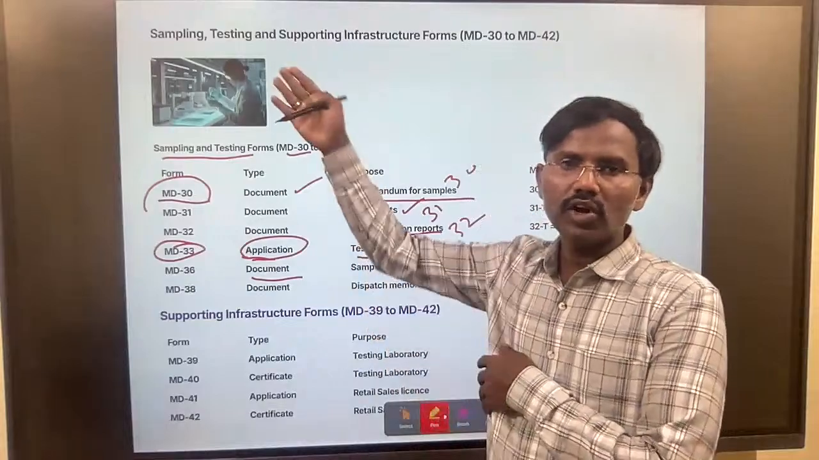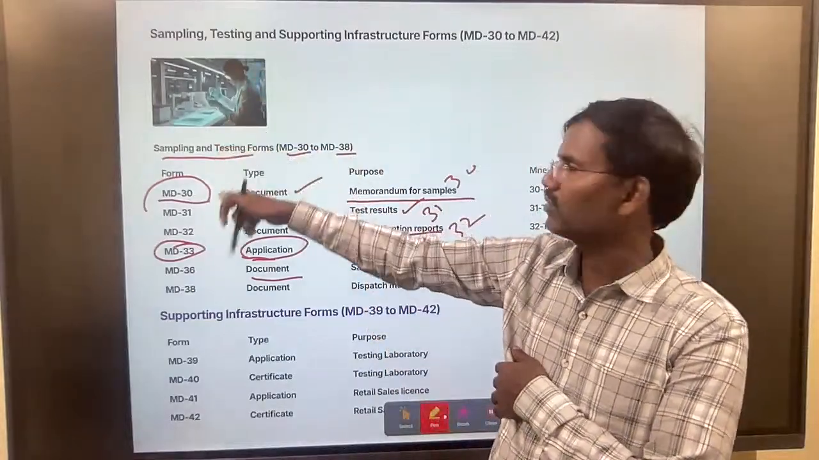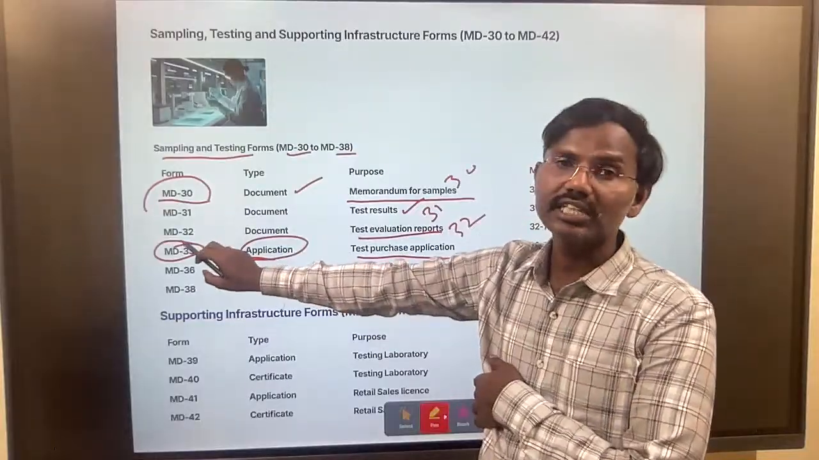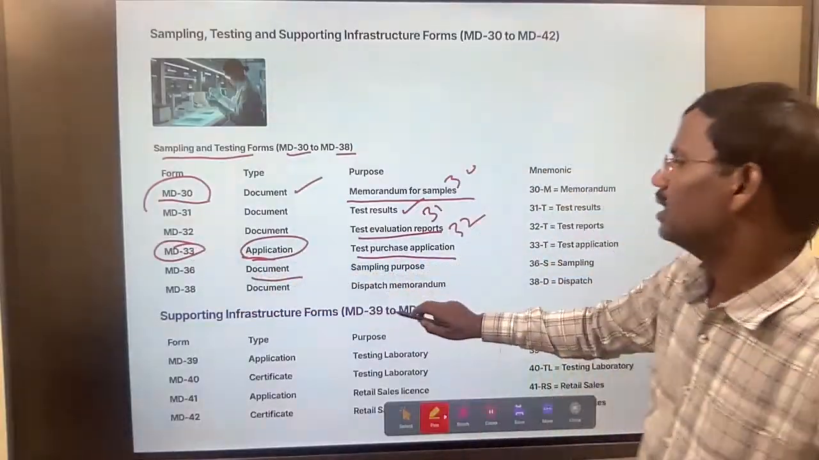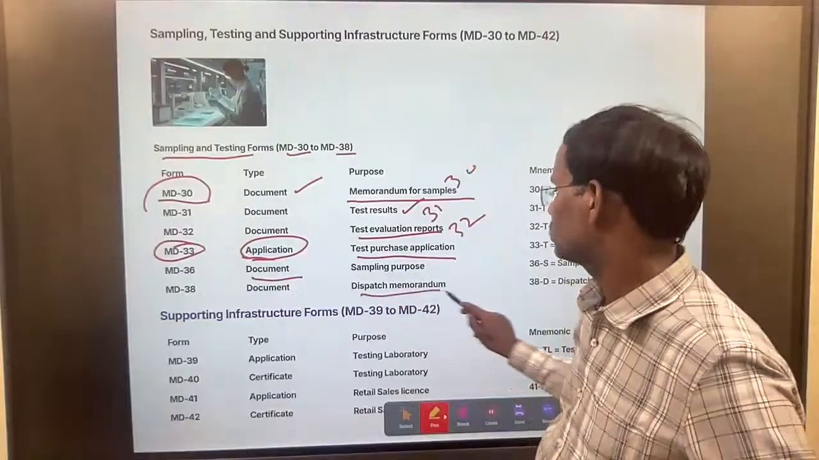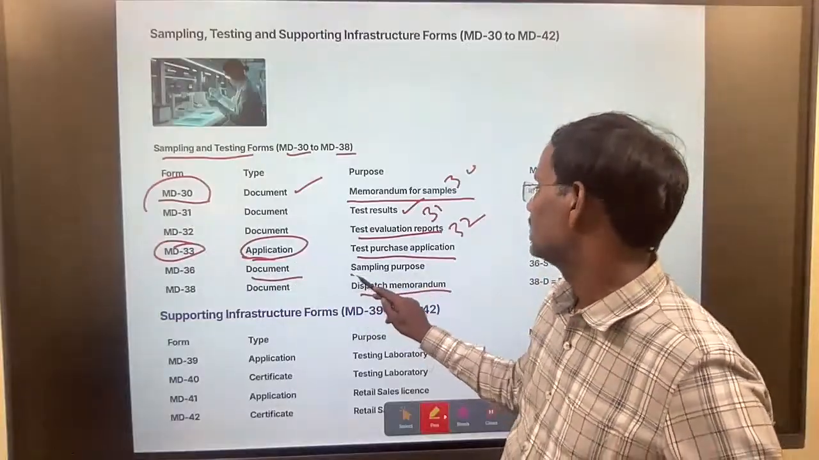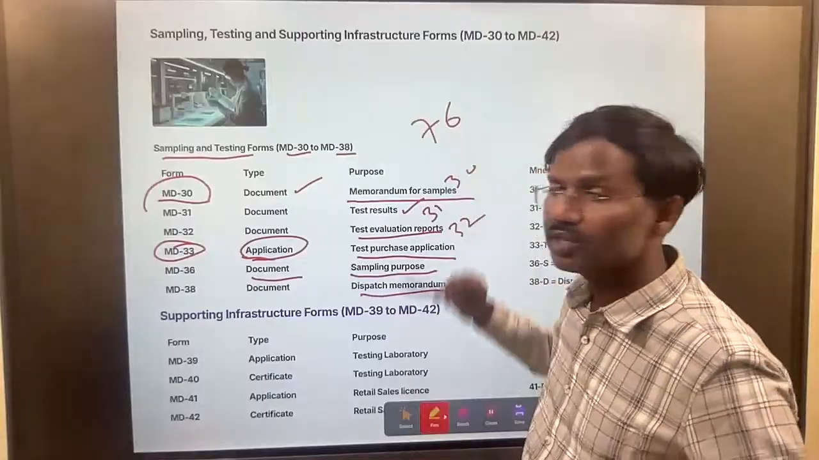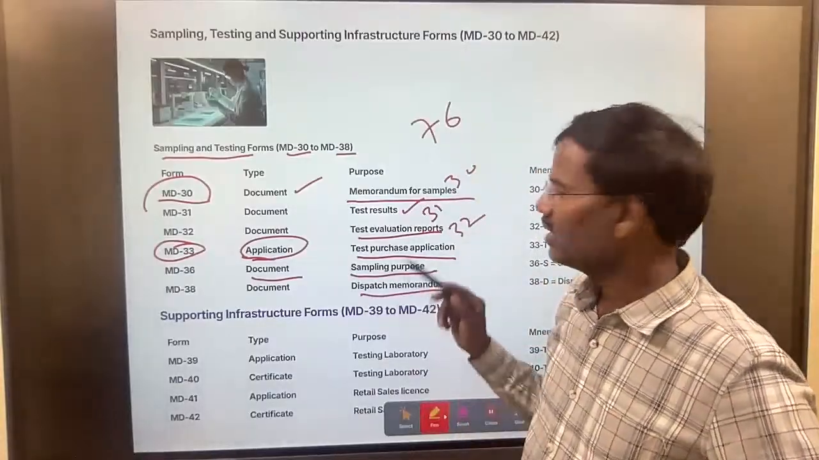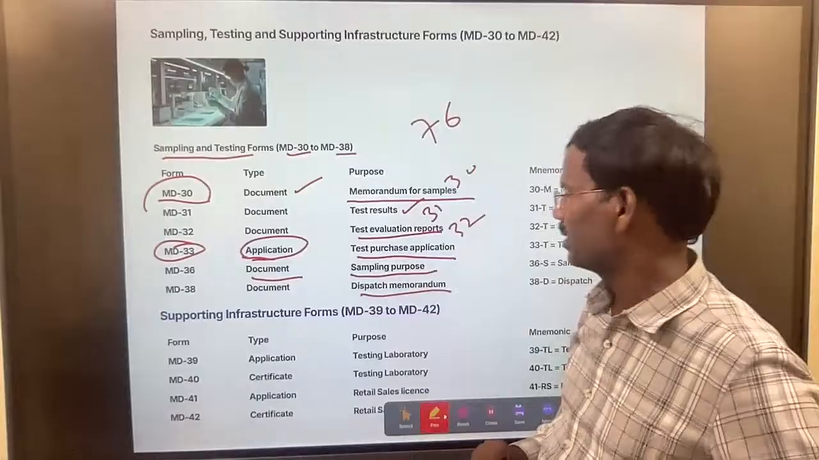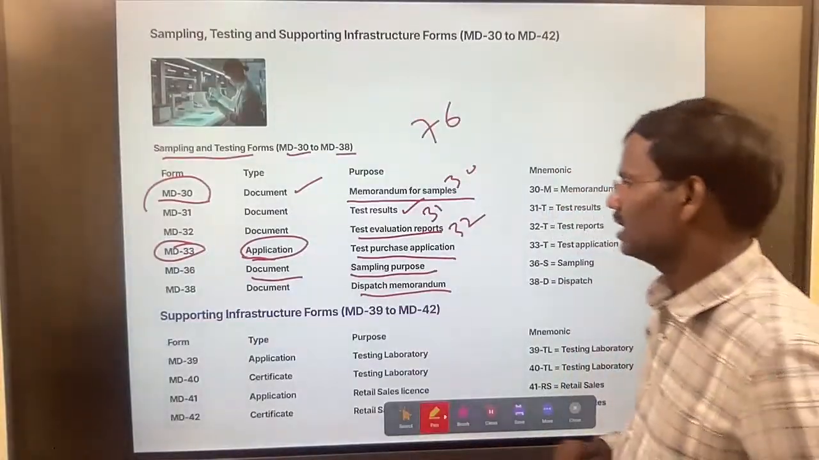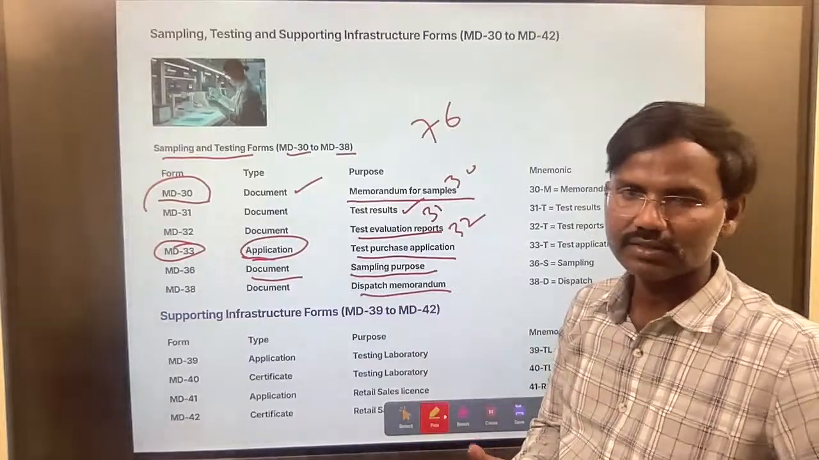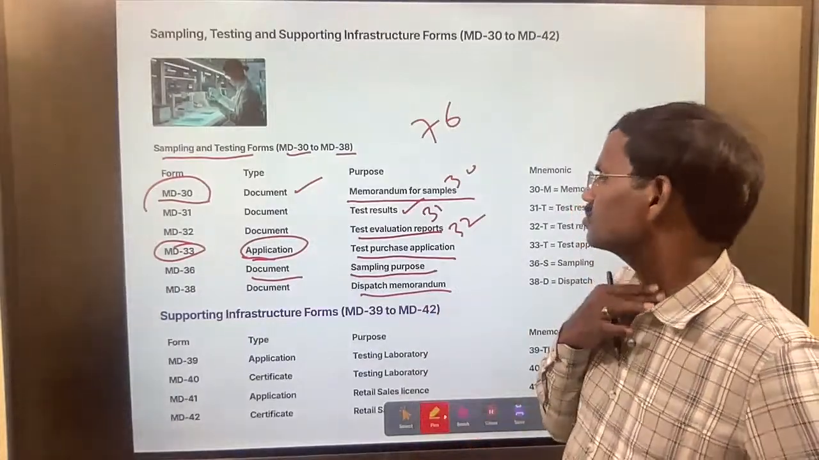Till now we talked about application and certificate. But in these sampling and testing forms, only one application is there, that is MD33. And 36 talks about the sampling purpose. Rule 76 talks about purpose, and here 36 talks about the purpose of the sampling: why you are collecting the sample of that particular device. This is about sampling.